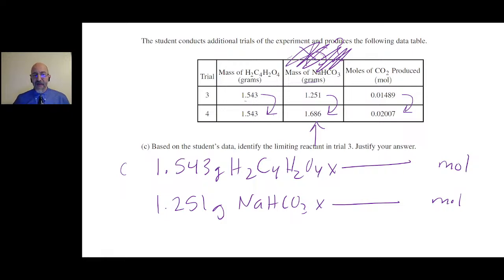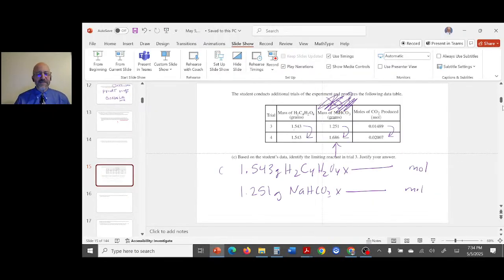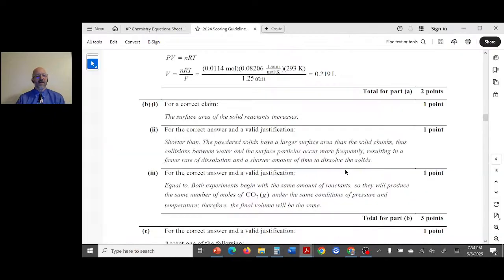When you look at the scoring guidelines, there's a variety of ways of proving the limiting reactant, but that would be a very efficient way of determining that the limiting reactant is going to affect the amount of product. So if you increase the amount of the limiting reactant, it will affect the amount of product that's produced. If you increase the amount of the excess reactant, it's not going to make a difference. So anyway, let's go ahead and take a look at the scoring guidelines. You're going to see multiple ways on the scoring guidelines to verify.